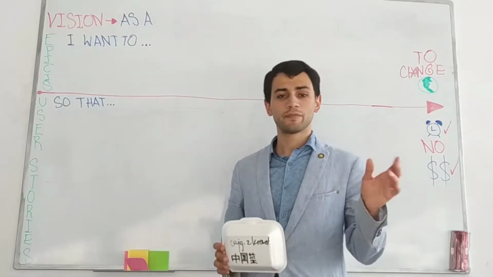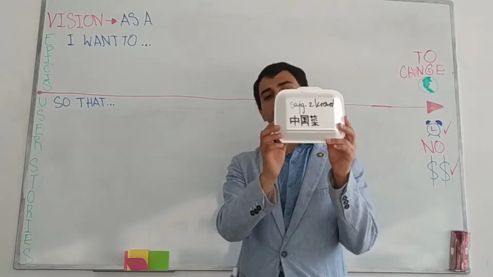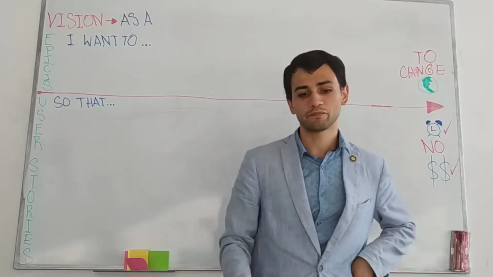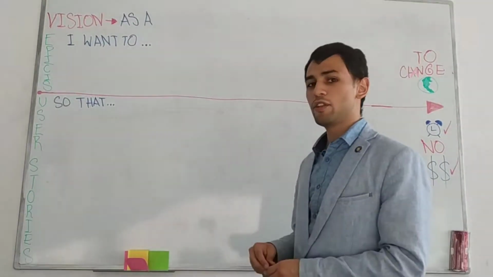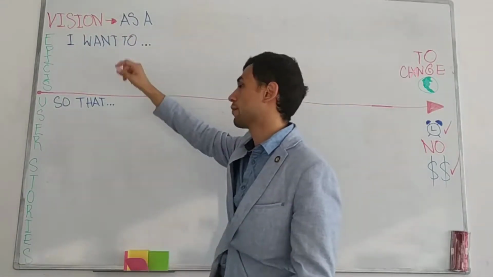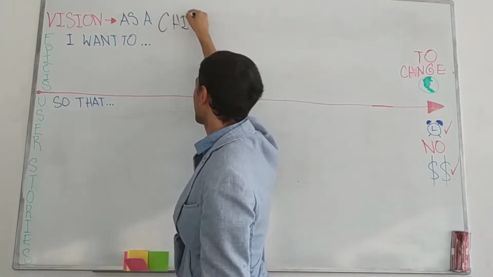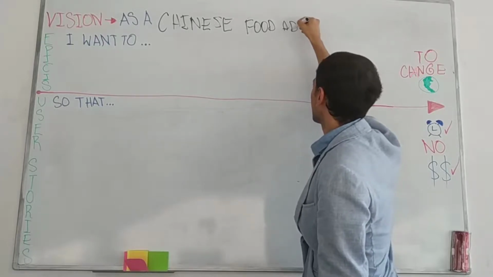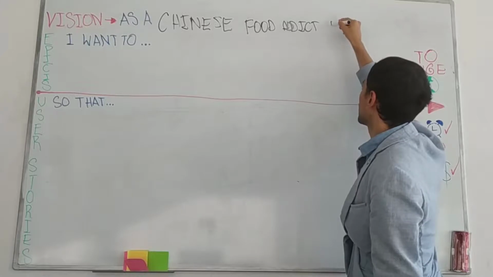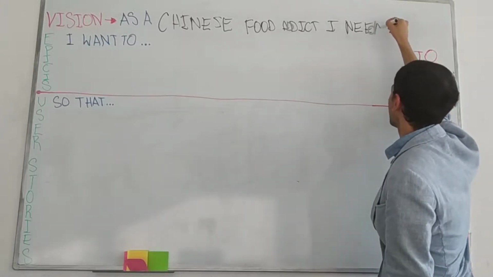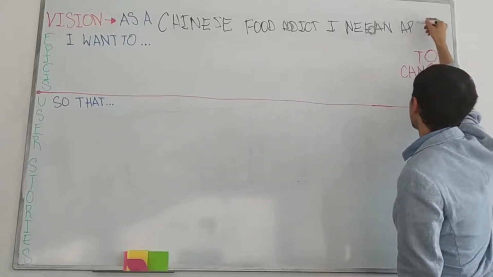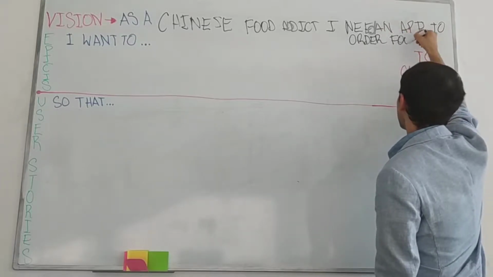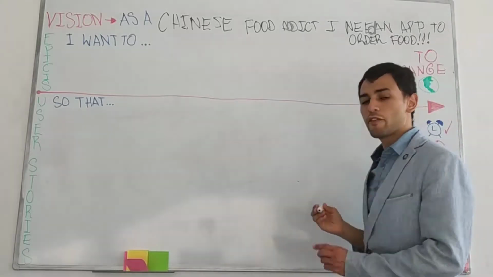Well, let's suppose that you already have a marketing analysis of your city and you're going to build the first application for ordering Chinese food online in your city. Yes, Chinese food. So you, my real hero, as in the Avengers, we start with a vision. As a Chinese food addict, I need an app to order food. This is the first point.